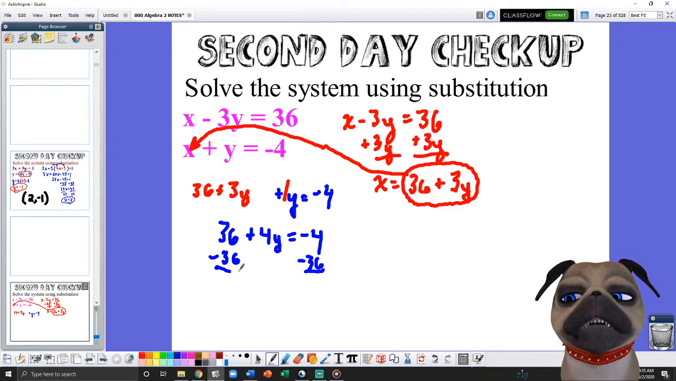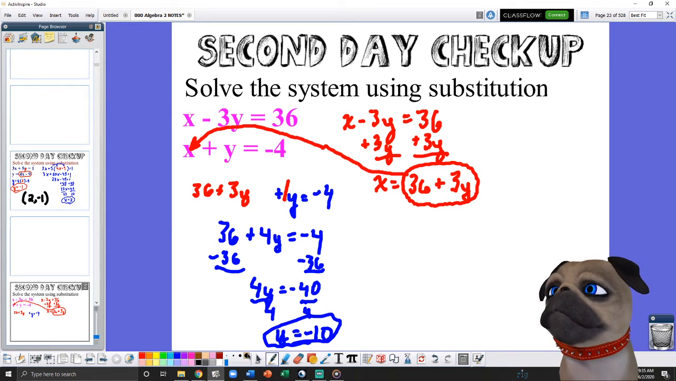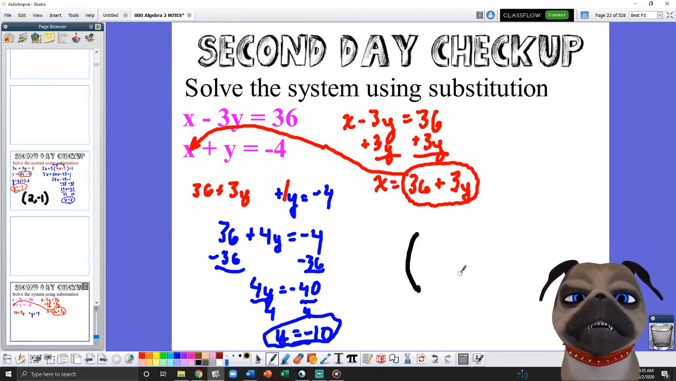And now you know what you're doing, right? Well, hopefully you did to begin with. This is negative 40. Then we're going to divide both sides by 4, and I get y equals negative 10. Circle that. And now it's time for our final answer, which is, oh wait, we're still missing something.